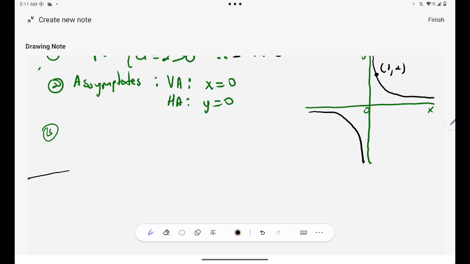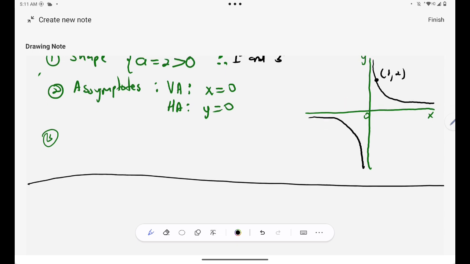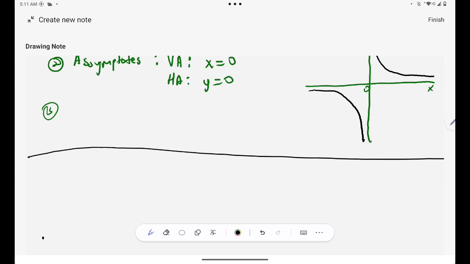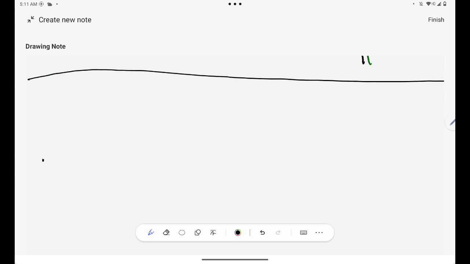So now the problem starts whenever we have restrictions. Let's start with a horizontal restriction. Let's say now we have a graph of y is equal to a over x minus p. Are we together? This one is simple. We only have a horizontal restriction.